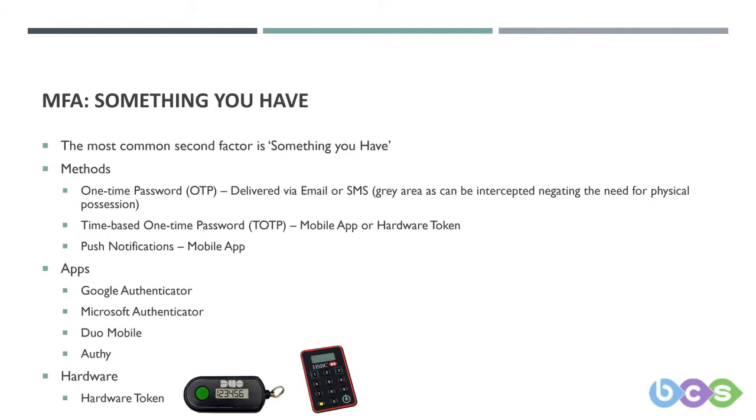We've got time-based one-time passwords, which are delivered by a mobile app or hardware token. This is also covered by something you have. These will generally make a code every 30 seconds, based on time and possibly a serial number on the back of the device. We've got push notifications. These are delivered automatically to your mobile application, which we'll go on to talk about next.